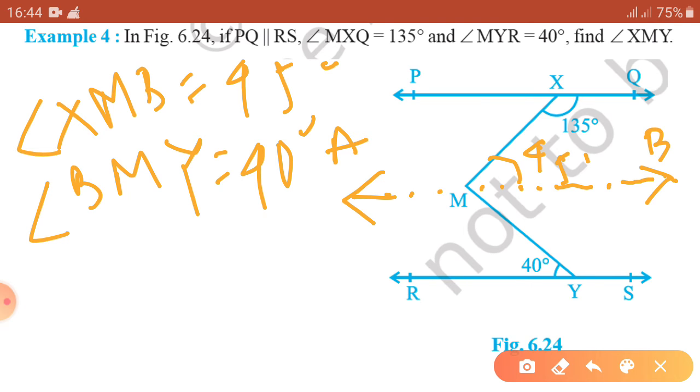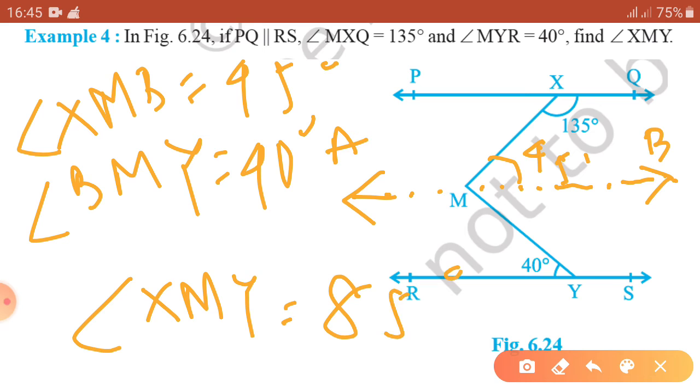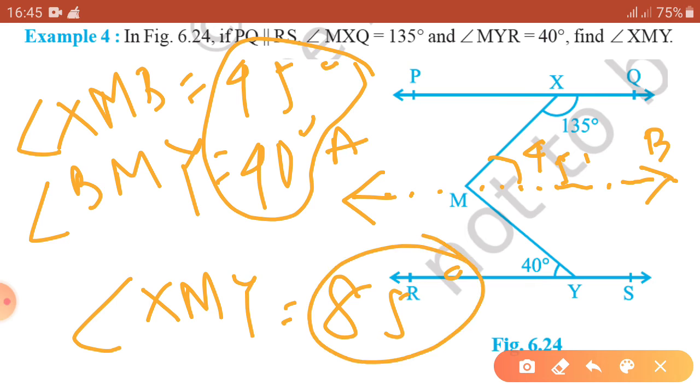So angle XMY will be 85 degrees. Why? Because 45 added to 40 degrees gives us 85 degrees. XMY, that means this angle, is equal to XMB, this angle, and BMY, this angle. So ultimately you got that XMY is equal to 85 degrees.